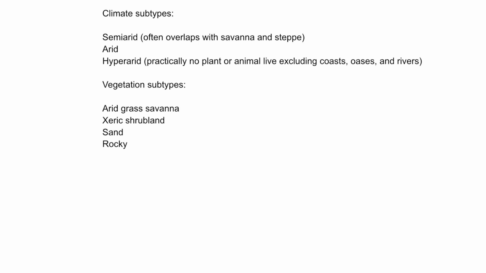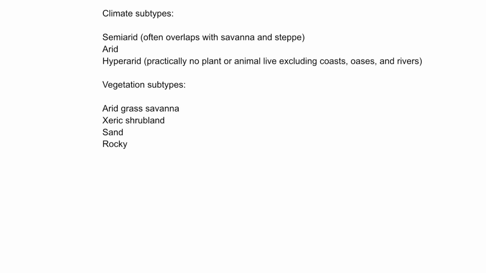Now we have vegetation subtypes. So there is dry grass savanna, which is just any semi-arid hot region with grass, which is actually pretty rare because usually you'd find shrubs. Then xeric shrubland is just hot, dry shrubland. It can be cold sometimes, though. Then sand desert is where it's all sand and pretty much no vegetation, and rocky desert is where it's all rocks and pretty much no vegetation.